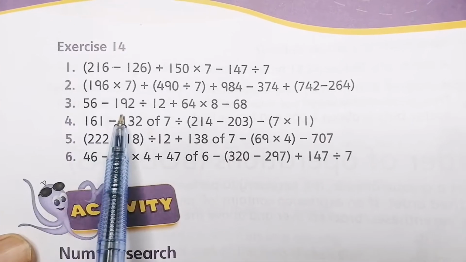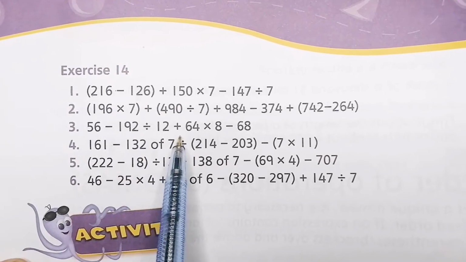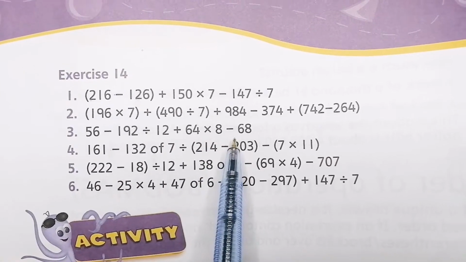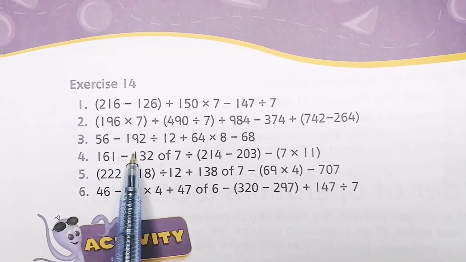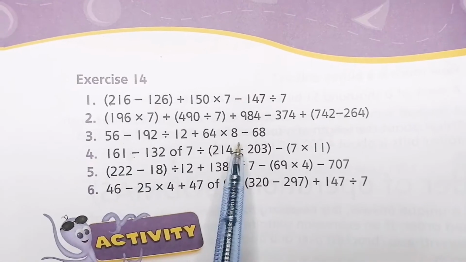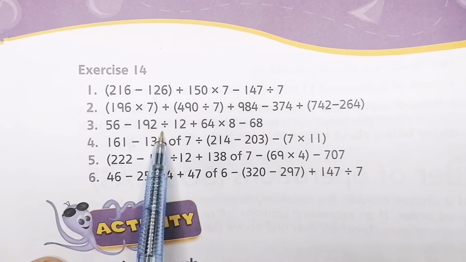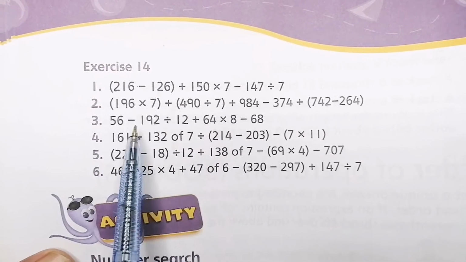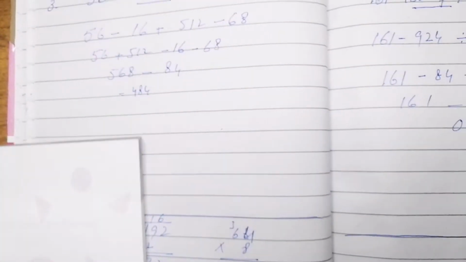Third question is 56 minus 192 divided by 12 plus 64 multiplied by 8 minus 68, right? Here we have division and multiplication, and there is no bracket in this question, so you divide first, then you multiply, and then you add and subtract. We'll see.